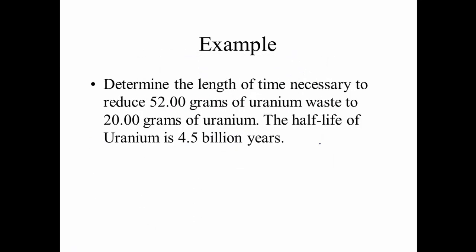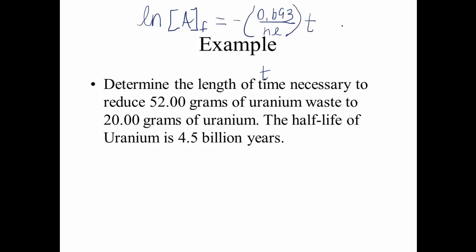So let's do an example. It says determine the length of time. So we're going to solve for T, the length of time necessary to reduce 52 grams of uranium waste to 20 grams of uranium. The half-life is 4.5 billion years. So again, let's think about our formula. So it's the natural log of the final amount, which is 20, equals negative 0.693 over the half-life, which is going to be the 4.5 billion years, so we'll just put 4.5 right there. T is what we're solving for, plus the natural log of the original amount, which is going to be my 52 grams. So I'm going to plug my numbers in here, and then we'll do our algebra.